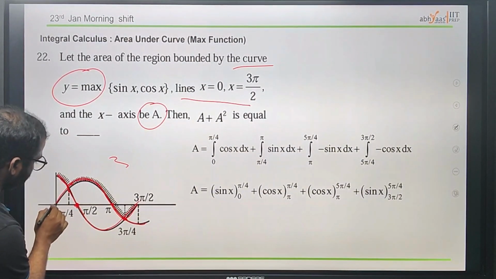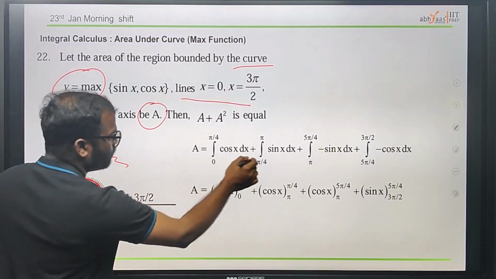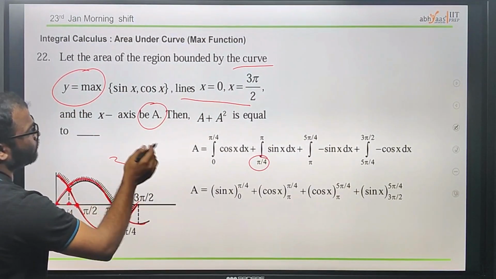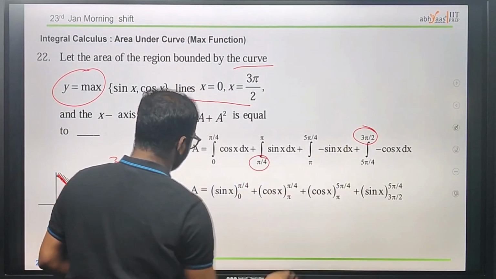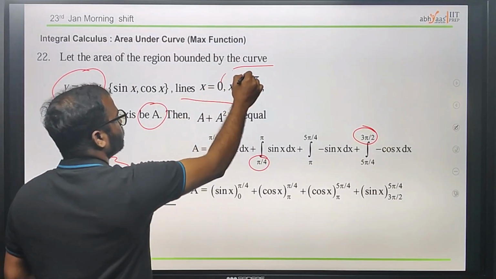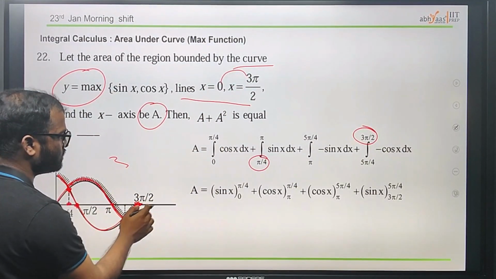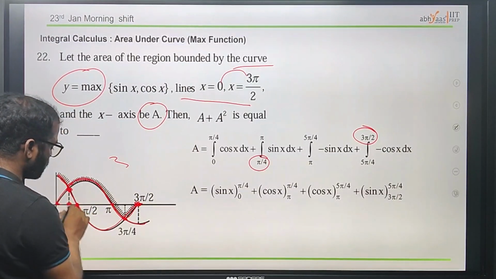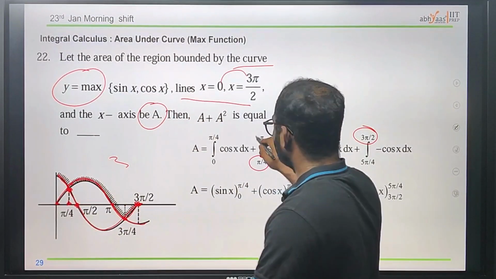See here from 0 to pi by 4 here. Okay, now pi by 4 to, we just divided this one. Okay, 0 to 3 pi by 2. Okay, here we are checking that up to 0 to pi by 2. Okay, I hope you understood. Now from there we just divided this one, which is 0 to pi by 4, and next thing pi by 4 to this one, pi.